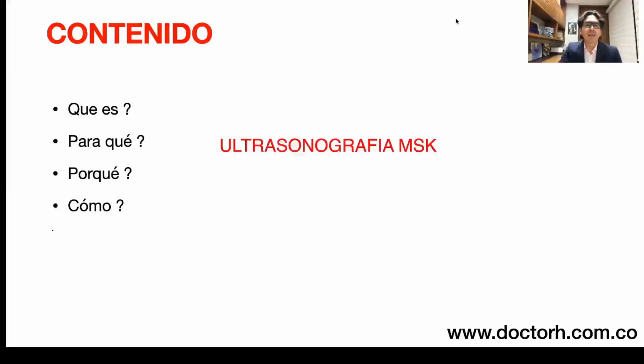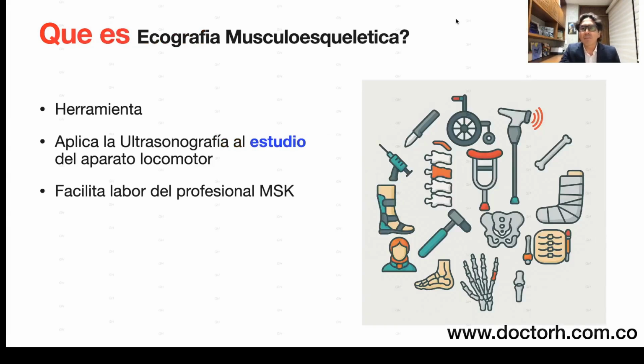When we start studying ultrasonography, a lot of questions come to mind. What is this? Why should I do it? And how can I implement it? So, what is musculoskeletal ultrasound? Well, basically, it's a tool just like any other that we use in our practice, like a scalpel or any other diagnostic or therapeutic tool. And in general, it's going to make our professional work in musculoskeletal medicine easier.